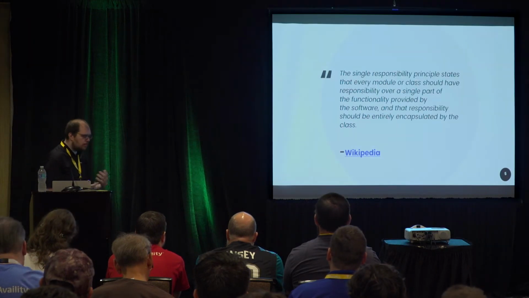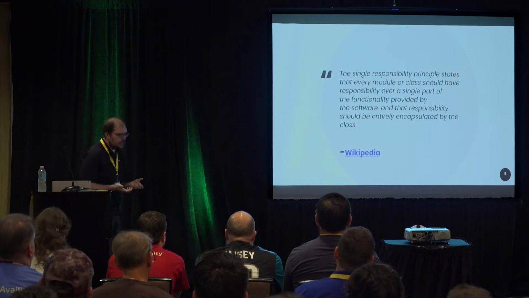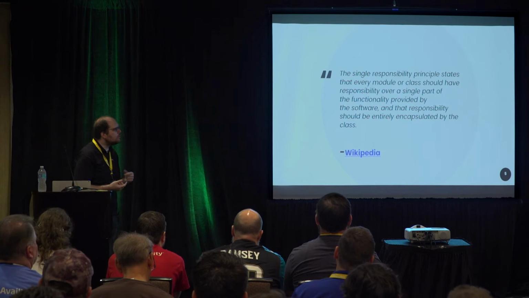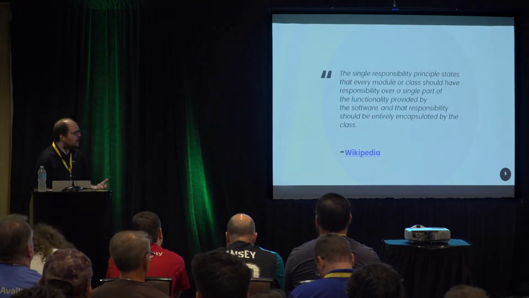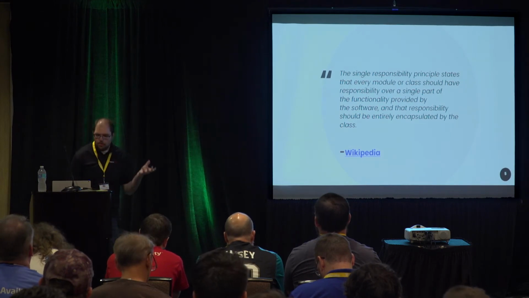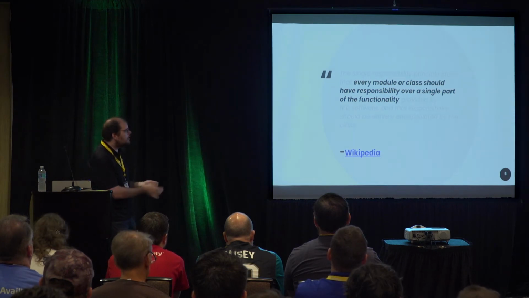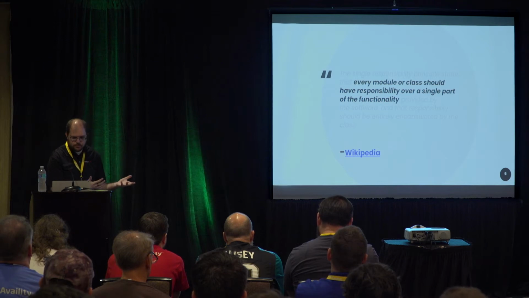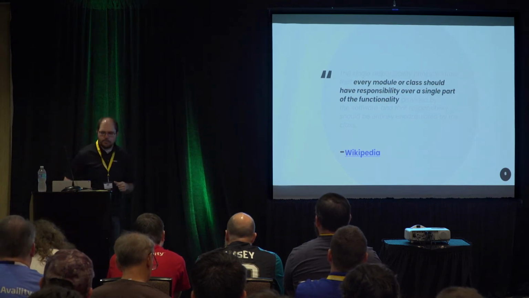So I'm going to do the cliche thing in a presentation, put a quote. So from Wikipedia, the single responsibility principle states that every module or class should have responsibility over a single part of the functionality provided by the software, and that the responsibility should be entirely encapsulated by the class. That's a whole bunch of word soup. Here, let me condense that down for you a little bit. Every module or class should have responsibility over a single part of the functionality. That's an interesting thing, right? Encapsulated in a single class or module.